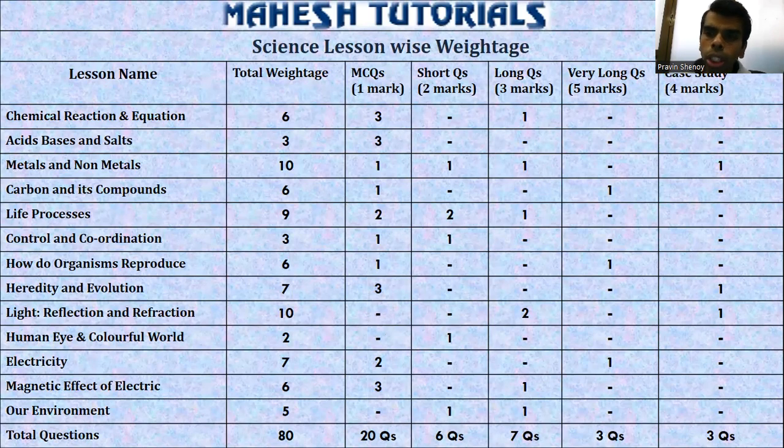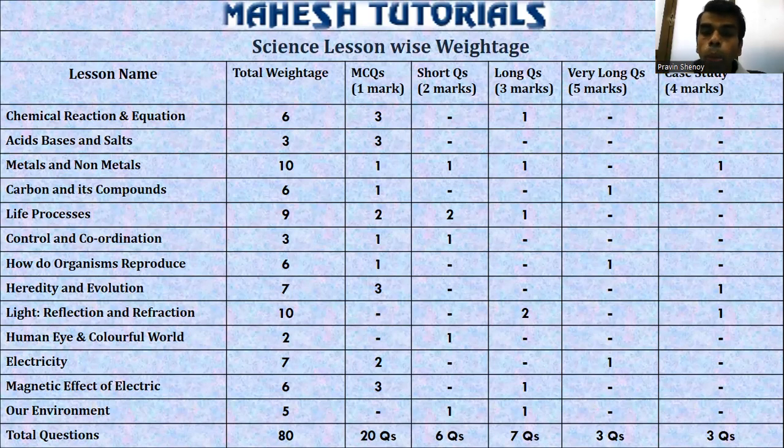Chemical reactions and equations is for 6 marks. This 6 marks may say 3 will be MCQs of 1 mark each and 1 3-mark question. The next chapter is acids, bases, and salts. The weightage is 3 marks, and all 3 marks are for the 3 MCQs which will come from this chapter.